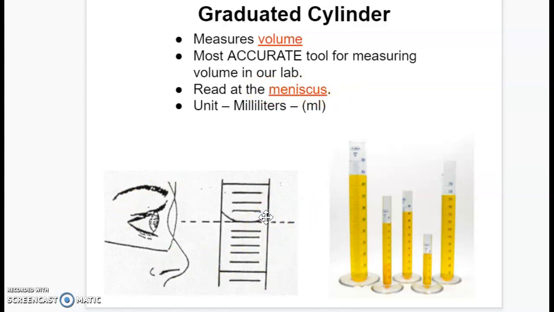When you're measuring liquids in a graduated cylinder, you really have to be at eye level and you want to read at the bottom of the curve. Liquids tend to curve on the edges a little bit in graduated cylinders, so you're reading at the bottom of the curve. That's the meniscus. And graduated cylinders are in units of milliliters.